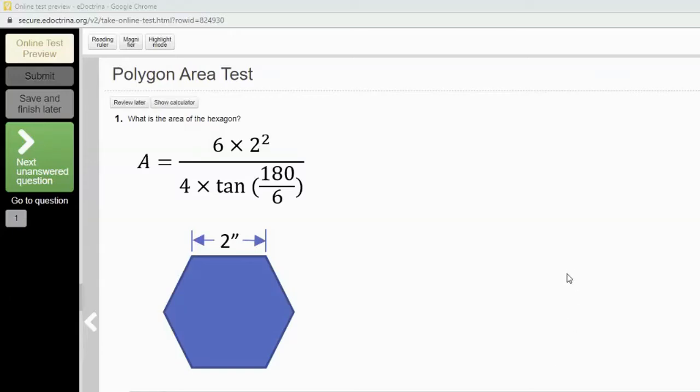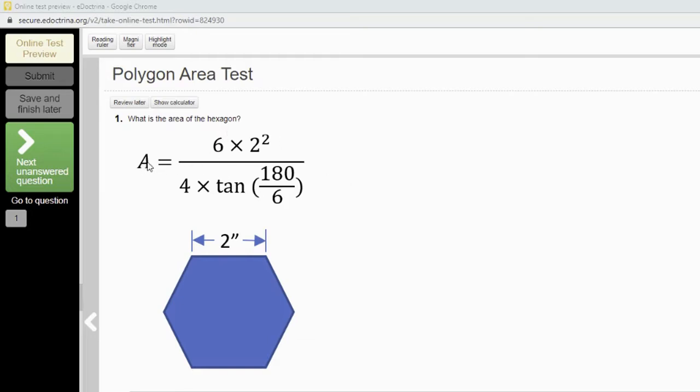All right, in this video, we are going to see how to use the embedded calculator in eDoctrina to perform a tangent function that we need in calculating the area of a regular polygon. So let's just say you're looking at a test question that looks something like this. What is the area of the hexagon?